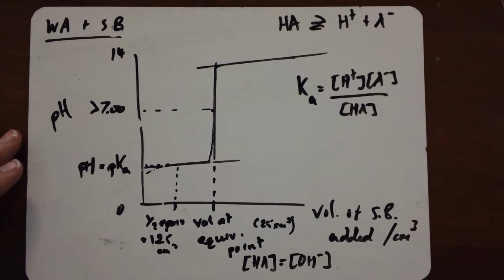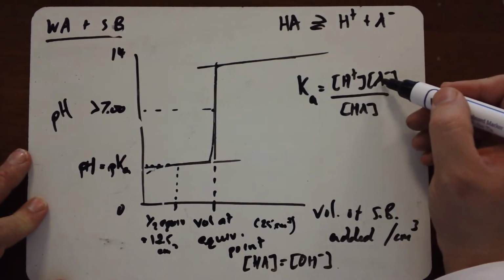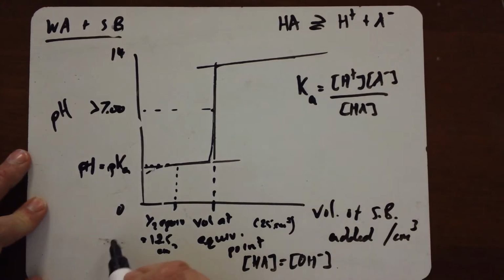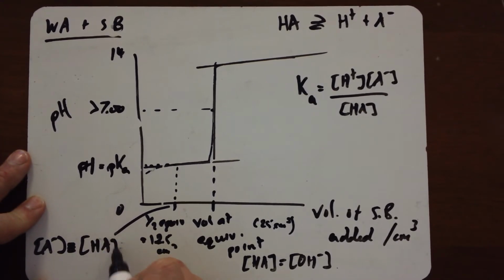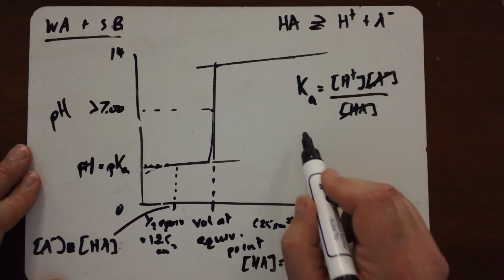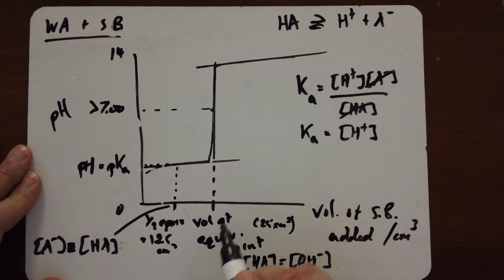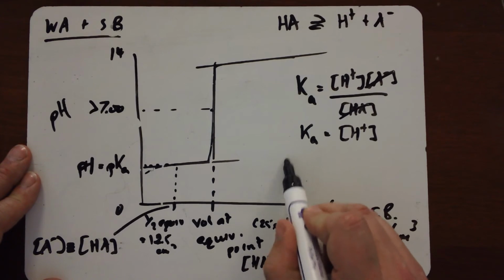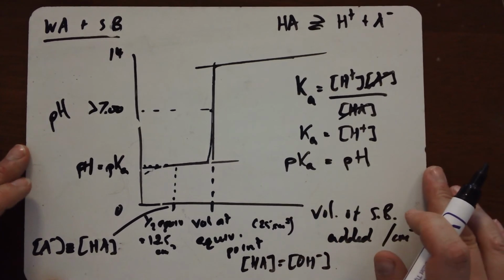And the reason for that is because at the half equivalence point, at this point here, the number of moles of A minus is going to be exactly the same as the number of moles of weak acid that's left, which means that they will cancel out. So Ka will be equal to the concentration of H plus, which also means if we take logs of them, the pKa will be equal to the pH.